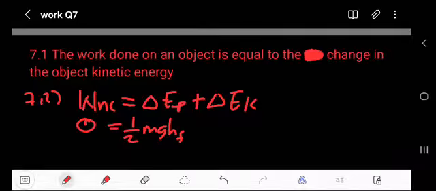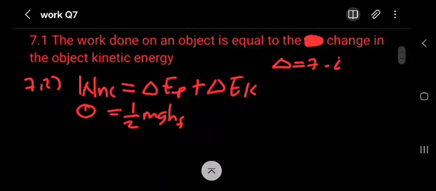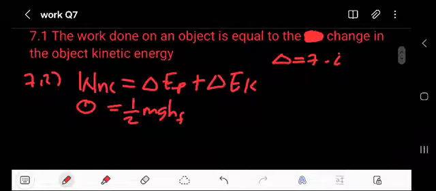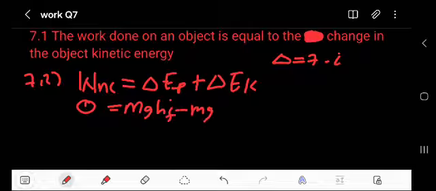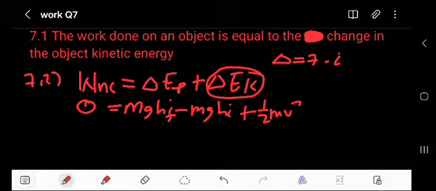We know EP, not 1 over 2, sorry about that, is mgh final minus mgh initial, because change means final minus initial. It's always like that. Plus then we come to kinetic energy, which is 1 over 2 mv squared final minus 1 over 2 mv squared initial, right? This is what we have.